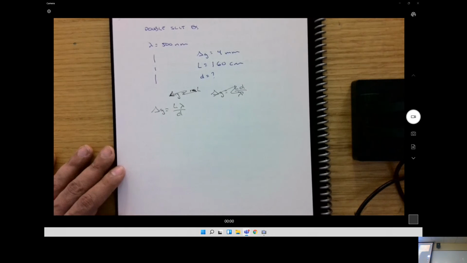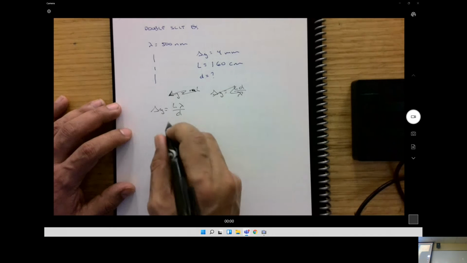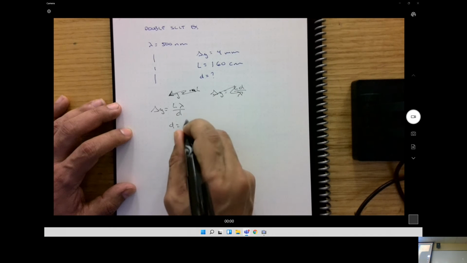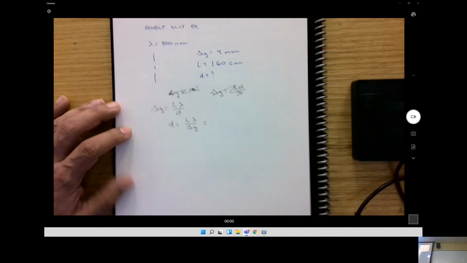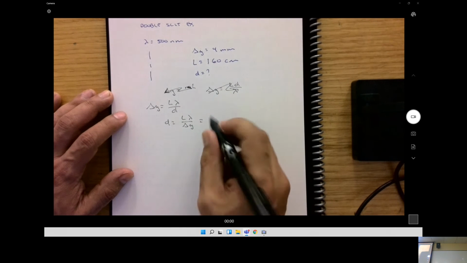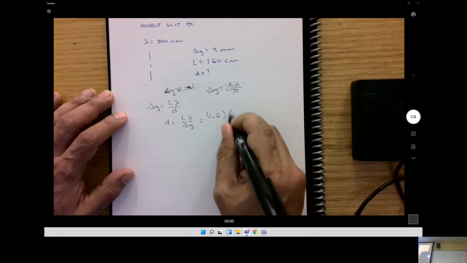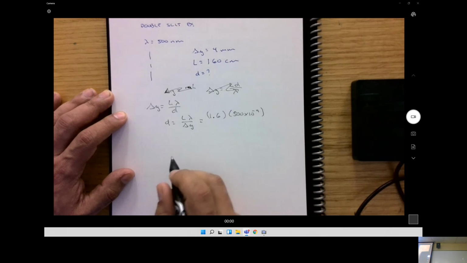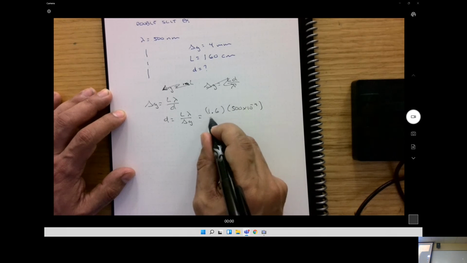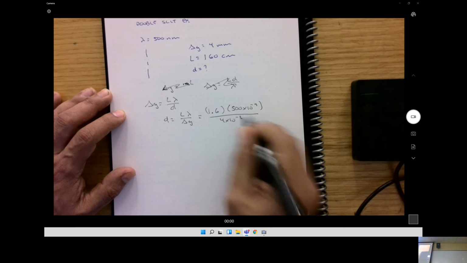Okay, so I know that delta y is going to be L lambda over D. I'm trying to find the distance D between the two slits. So I'm going to have L lambda over delta y. And from here, I just need to substitute some values. So I'm going to have 1.6 meters times 500 times 10 to the minus 9, that's nanometers, divided by delta y, which is 4 times 10 to the minus 3.